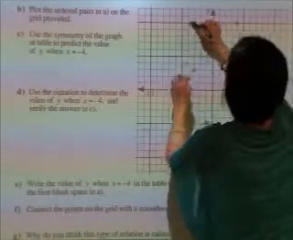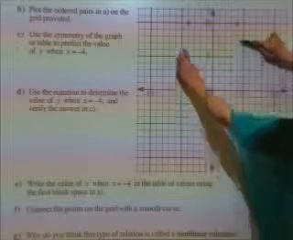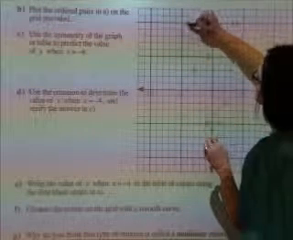Then question C says use the symmetry of the graph or the table to predict what the value of y is when x is equal to negative 4. So when x is equal to negative 4, what would y be equal to? 10. Using the symmetry of the graph means if I look at what positive 4 equals, I get this 10, because this line here acts as a mirrored line.